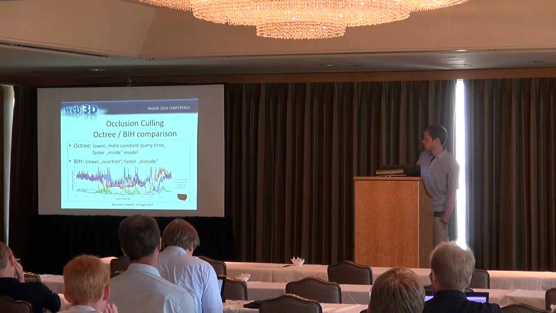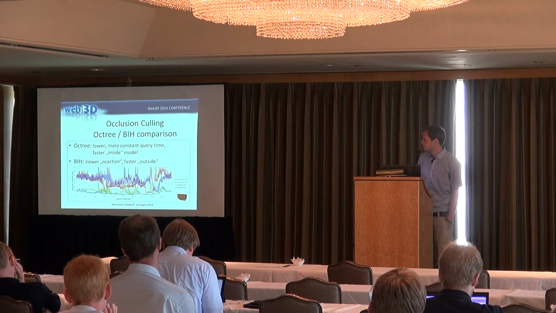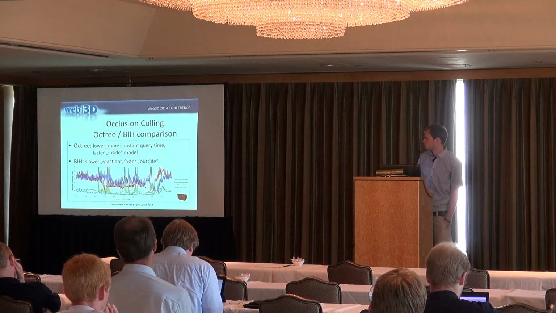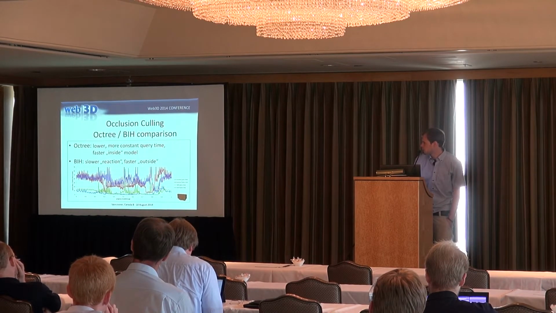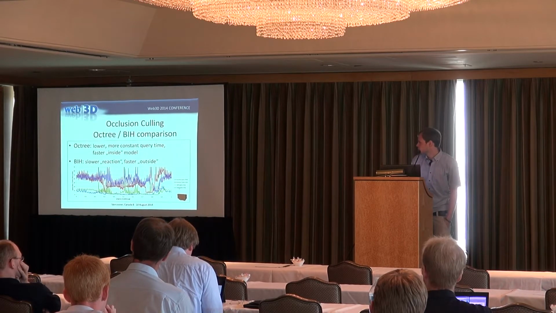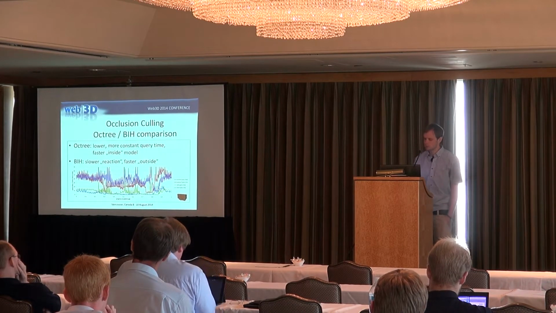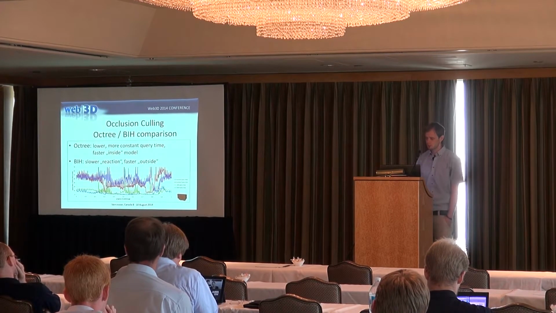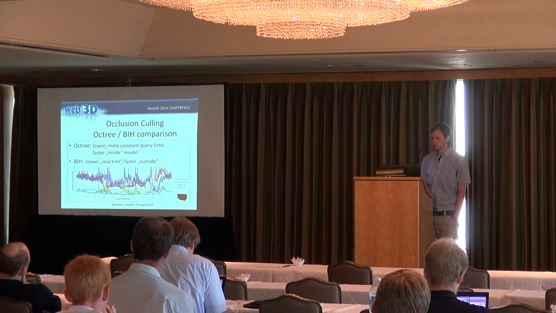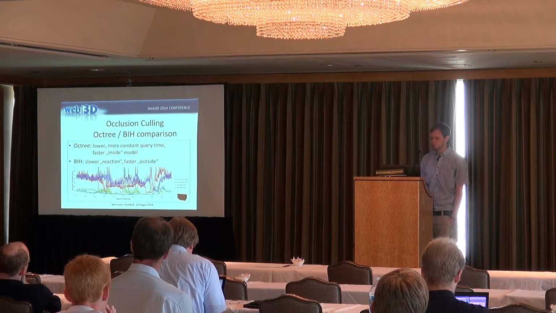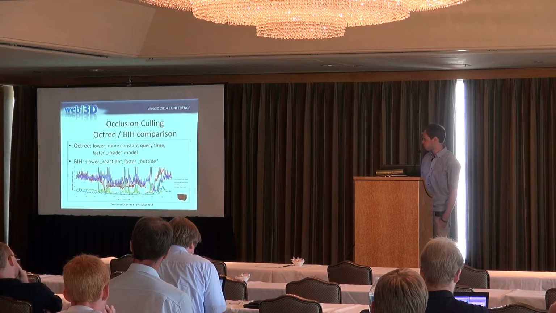The same is true for the data of this walkthrough, and you can see that the octree generally showed a lower and more constant query time, which is the blue line, compared to the green line, which is the query time for the bounding interval hierarchy, and the red line is the resulting frame time for the octree, compared to the purple line, the resulting frame time for the bounding interval hierarchy. And what we found is that the octree was considerably faster while the camera was moving inside the model, whereas the bounding interval hierarchy showed a better performance at the beginning and the end of the walkthrough when the camera was outside of the model.